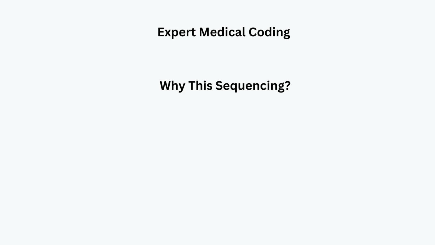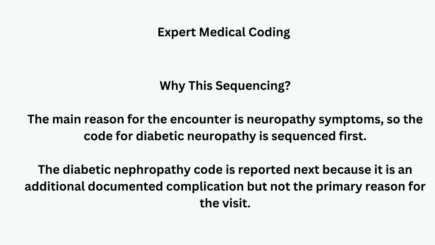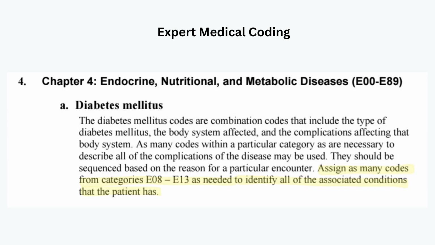Why this sequencing? Because the main reason for the encounter is neuropathy symptoms. So the code for the diabetic neuropathy is sequenced first. The diabetic nephropathy code is reported next because it is an additional documented complication, but not the primary reason for the visit.